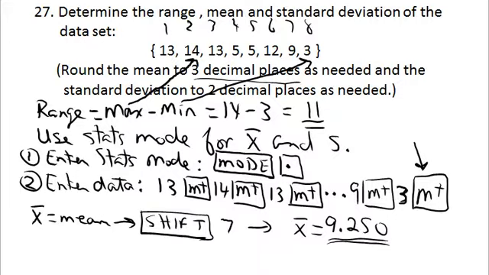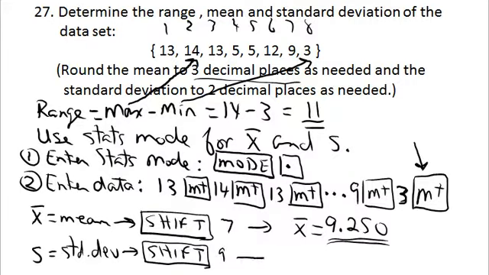Then you do the standard deviation. And the standard deviation is Shift 9. And if you do Shift 9, you end up with a standard deviation. And it said here to go to 2 decimal places. And that comes out to be 4.37. So there's the mean and standard deviation, and the range was done earlier. It's mainly a matter of being careful.